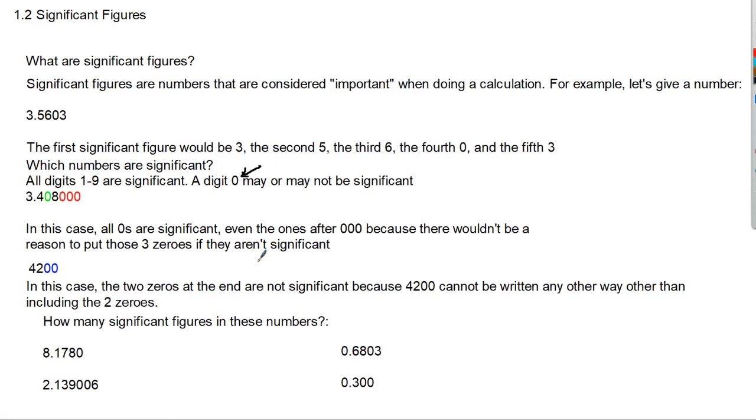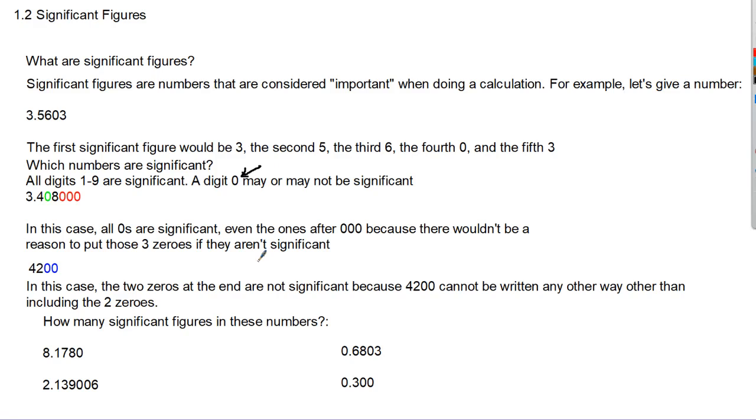Now, some people might count those as not significant. It is significant because there's no point in putting those 3 zeros if it's not significant. I could have just said 3.408, which would be 4 significant figures, but I put 000 in there to show that it's significant. It's accurate up to 6 decimal places, which is 7 significant figures. So that's why.